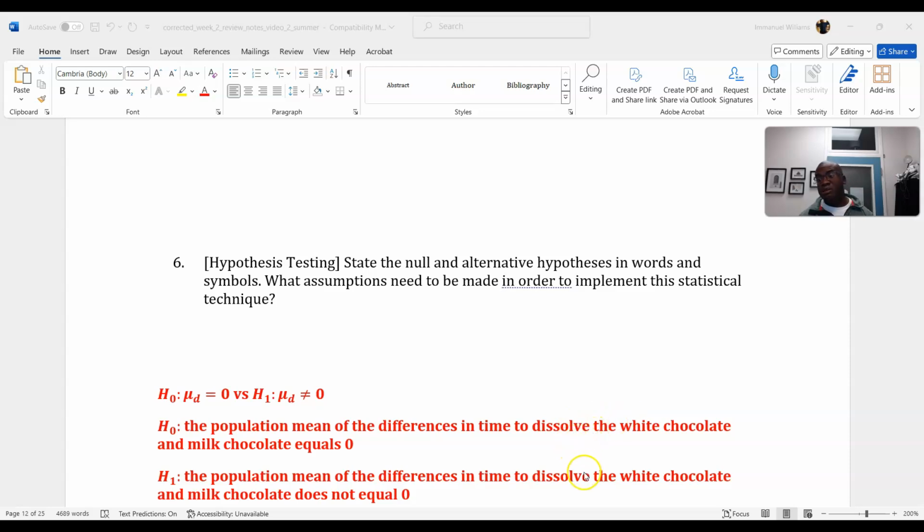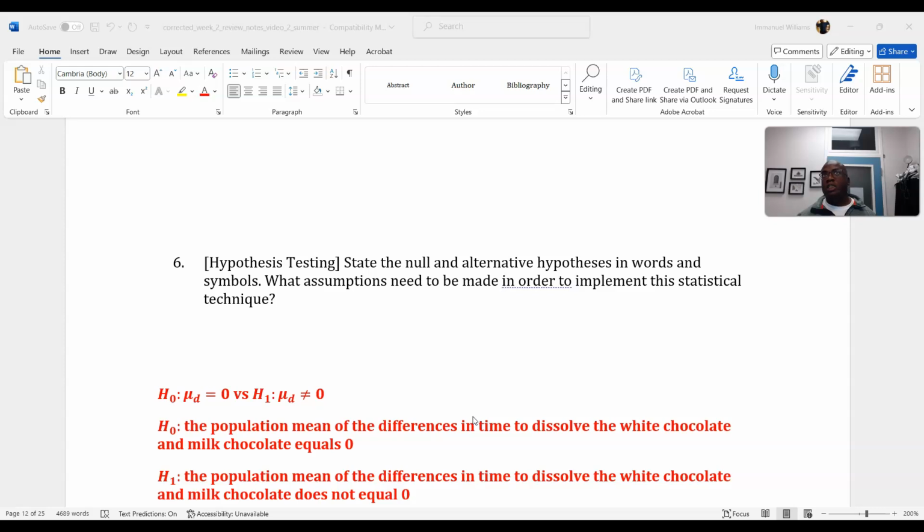What assumptions need to be made? One assumption is that randomization has to be implemented in some way, shape or form. And that's what was done in terms of having the students' birth date determine which chocolate they did first. Okay?